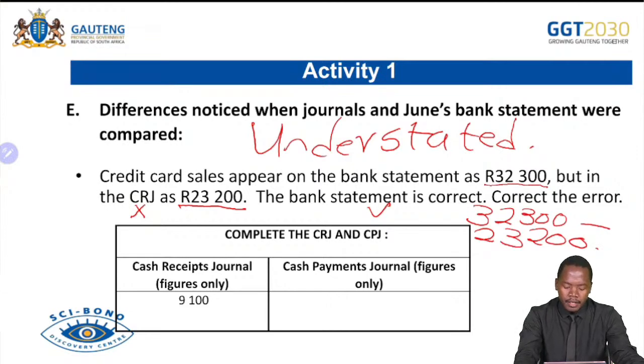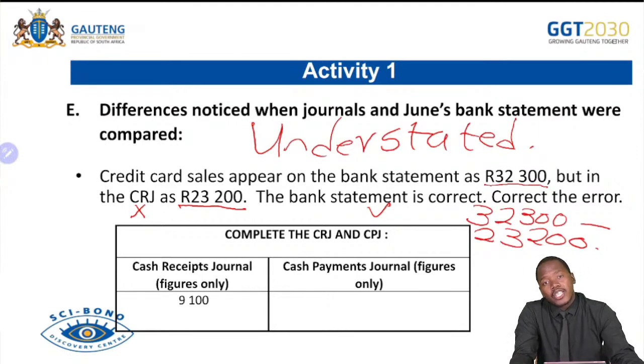Now, someone will ask, why are we recording this money in the cash receipt journal? The reason is because we recorded less in it, so we must add more to it. Someone may ask again, what if we recorded more on the CRJ? Grade 12, the answer would be you first calculate the difference and you record the extra amount in the opposite journal, that is the cash payment journal.